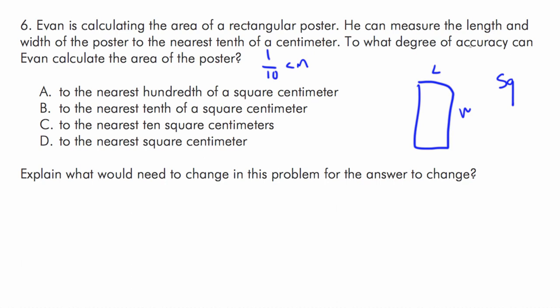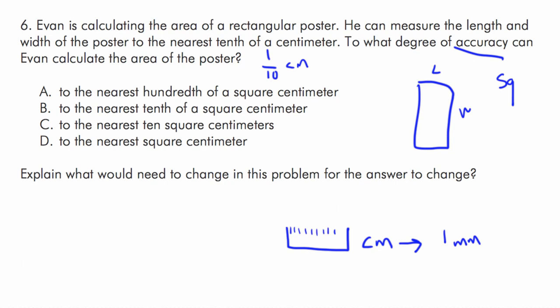To what degree of accuracy? So I'm talking about how exact can Evan calculate the area of the poster? Here's a good question. If I'm talking about accuracy, the closest I can get is 1/10 of a centimeter. And if I break up a centimeter, this is 1 centimeter, not to scale. That's 1/10. That'd be 1, 2, 3, 4, 5, 6, 7, 8, 9, 10. Not great, but works. 1/10 of a centimeter is not a centimeter. It is 1 millimeter. So then I think this is where the answer is going to come through.